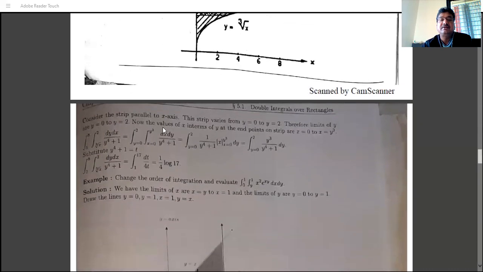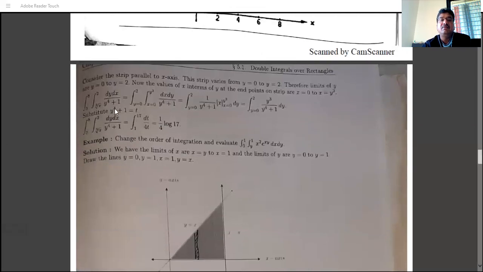Then the integrand 1 by y raised to 4 plus 1 is now a constant quantity, so its integration is the constant into the variable x, upper limit minus lower limit. Then substitute y raised to 4 plus 1 as t, so 4y cube dy is dt, that is y cube dy is dt by 4. So we have 1 by 4 of 1 by t, which means 1 by 4 log t, that is log 17 minus log 1, which is 0. So we have this answer.